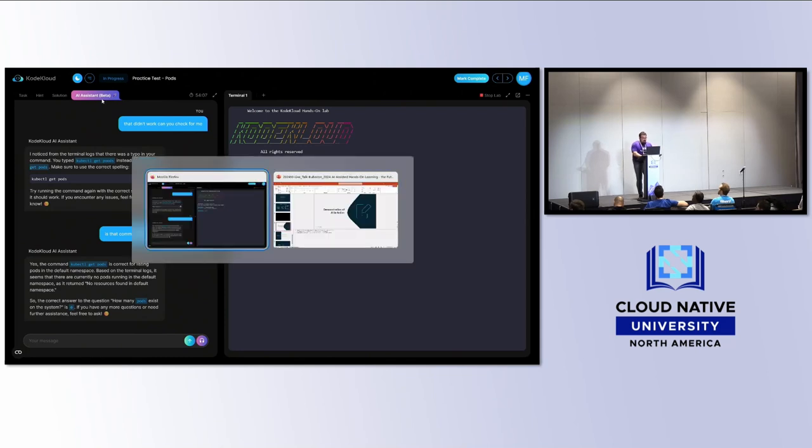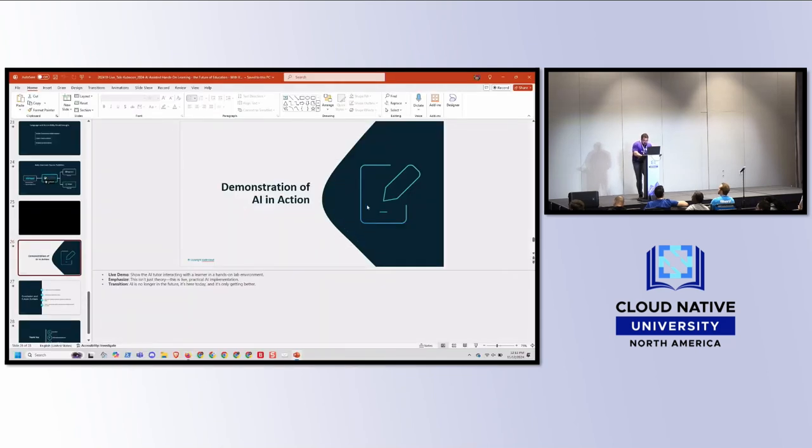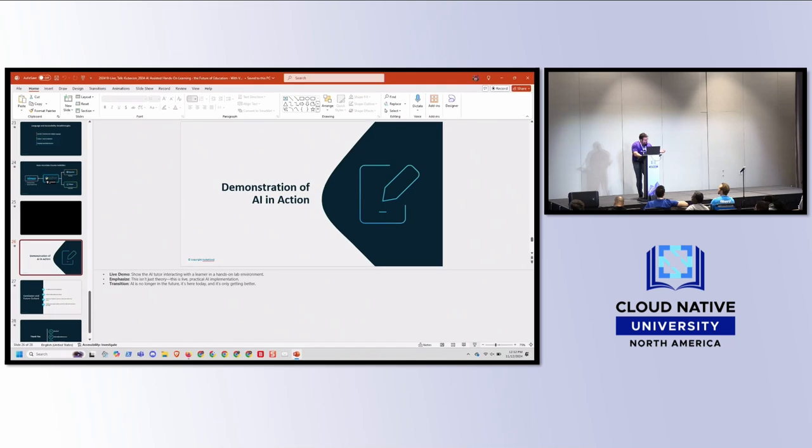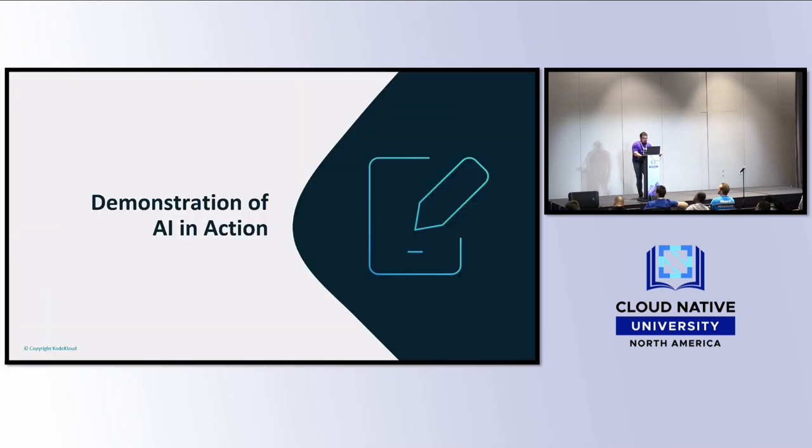Okay, let me wrap this up, because I don't want to go too far over. I feel like I'm pretty close, actually, already. Okay, so that was just a short demonstration of AI in action. Again, there is a sound component that we couldn't get to.